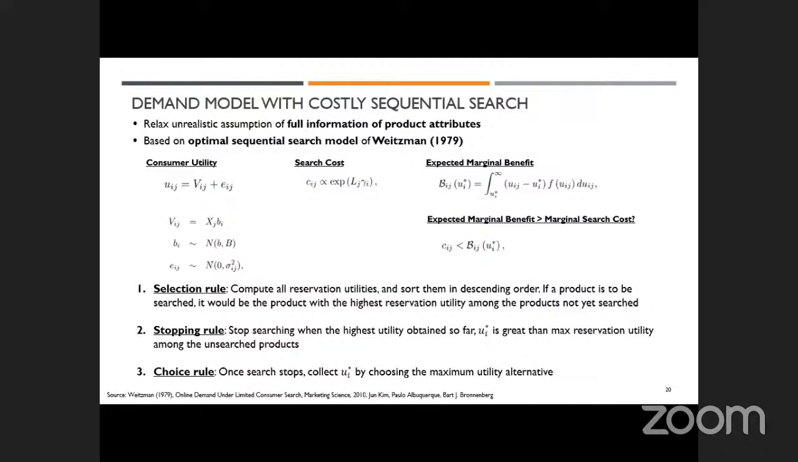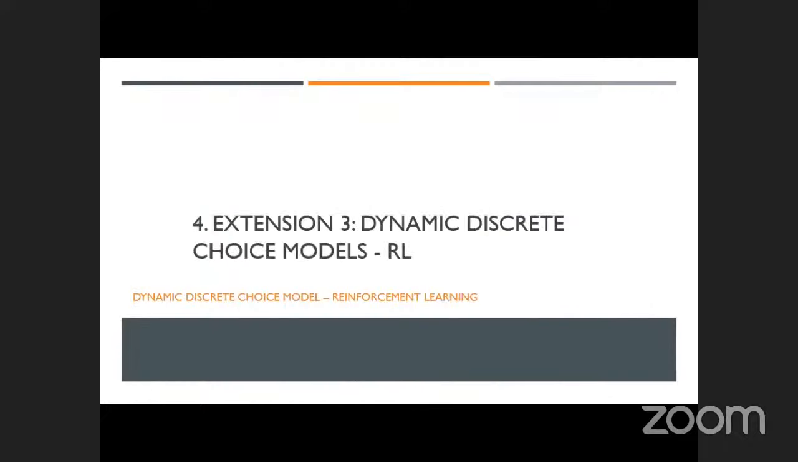Or, if you have the individual level data, that's also easier, right? So that's one extension for the internet setting, when consumers sequentially search different information and then make a purchase, right? So that's, I would say, a more realistic model.